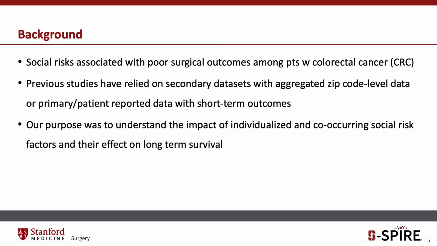Social determinants of health, or social risk, are associated with poor 30-day outcomes and reduced uptake of care amongst patients with colorectal cancer. Previous studies, however, have relied on aggregated zip code level data rather than individual social determinants of health, things like education and income. Patient-reported data has been limited to only short-term outcomes. Our purpose was to examine the impact of individualized and co-occurring individual-level social risk factors and their effect on long-term survival among patients with advanced colorectal cancer.